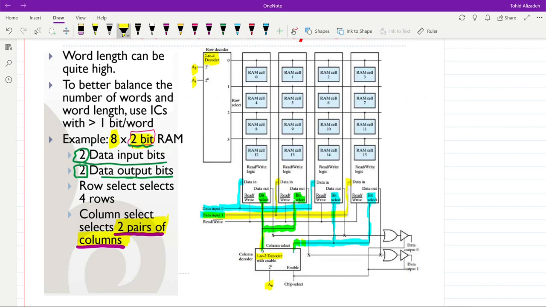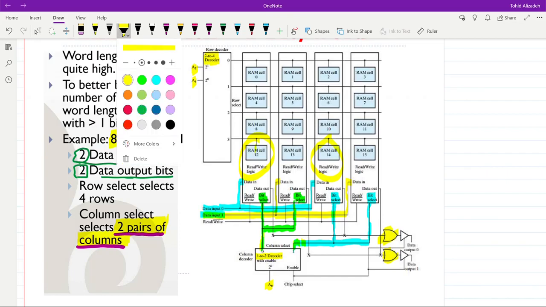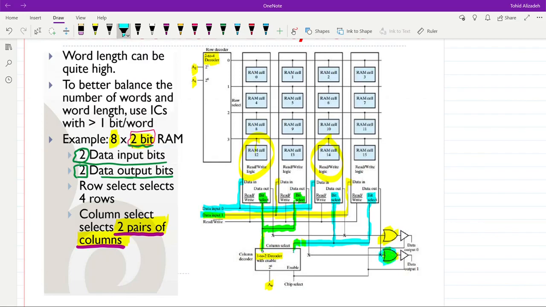And in terms of the output data, we have the OR gates receiving data. So we have one OR gate here, one OR gate here. The first one is used to give us bit number 0 for the output data, and you can see that it is connected to the data out of the first and third column. And similarly for the second one, it is connected to the data out of the second and the fourth column.